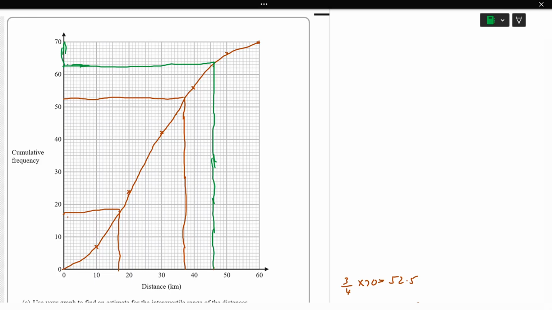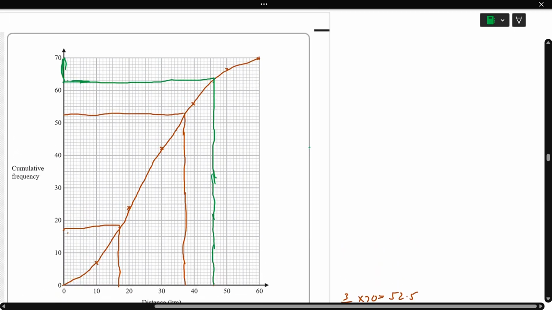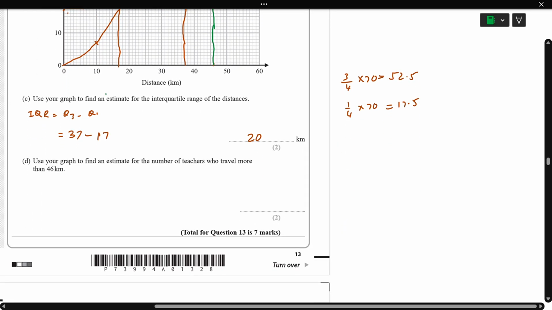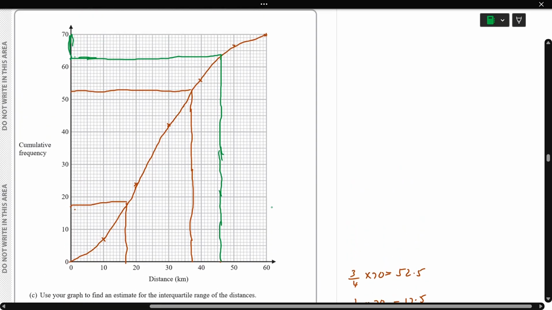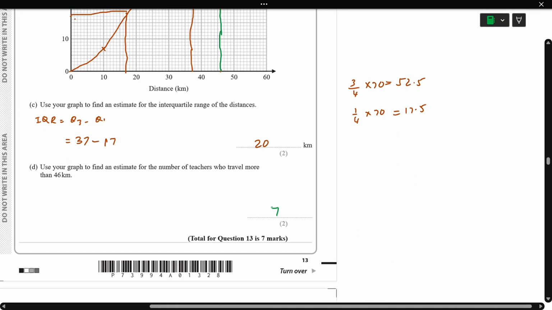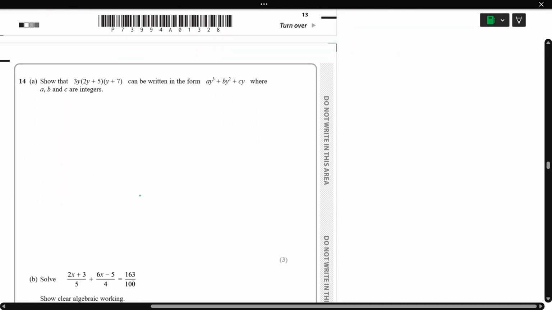The rest is going to be 46 kilometers or above. So how many did we get? Around 63. So 70 minus 63, which is 7.